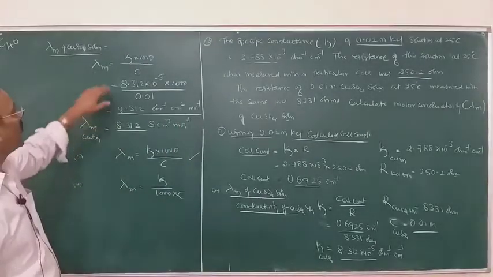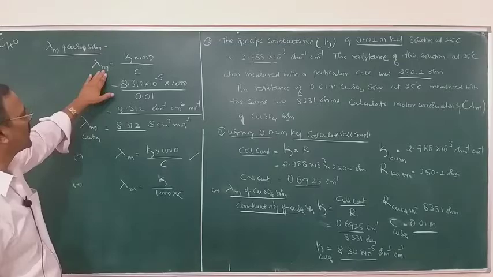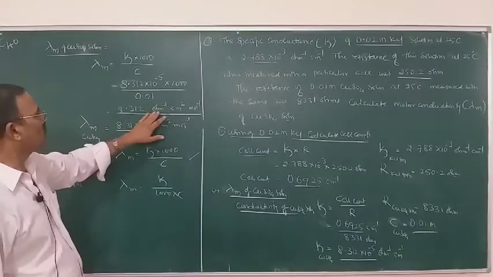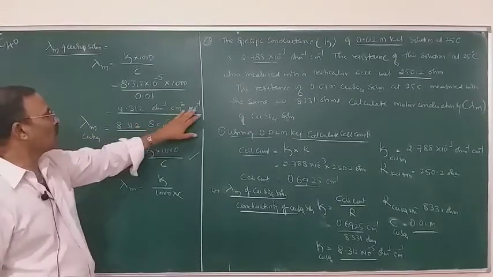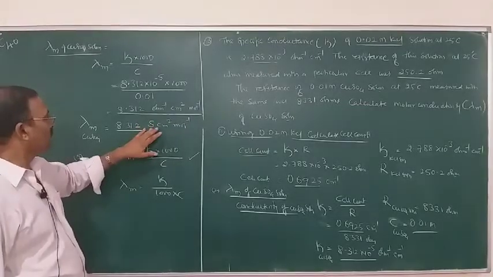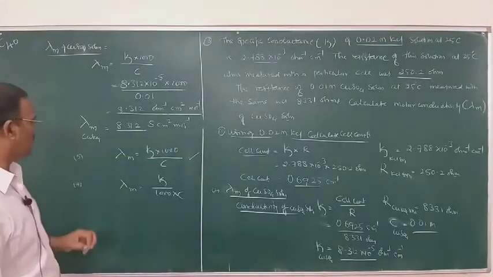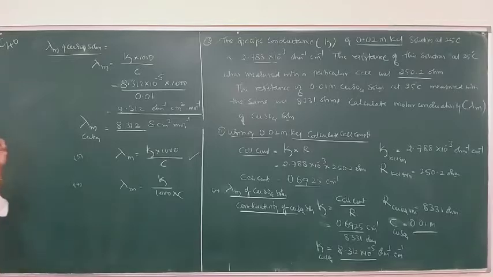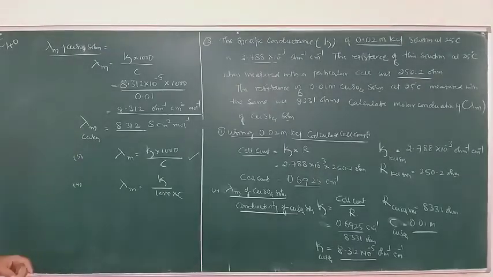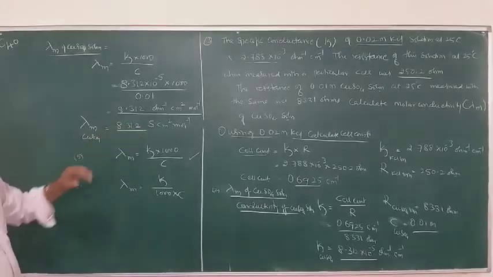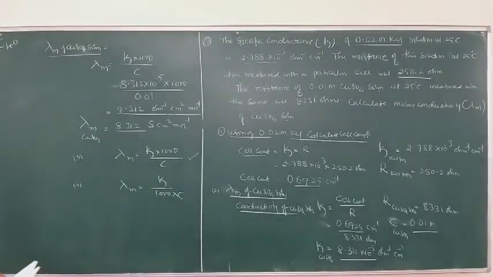So the unit of molar conductivity of copper sulfate solution in CGS unit equals ohm minus 1 centimeter square mole minus 1, or Siemens centimeter square mole minus 1. So remember, the units of conductivity in SI unit and in CGS unit are important. Units of molar conductivity in CGS unit and in SI units are very important, that you have to bear in your mind.